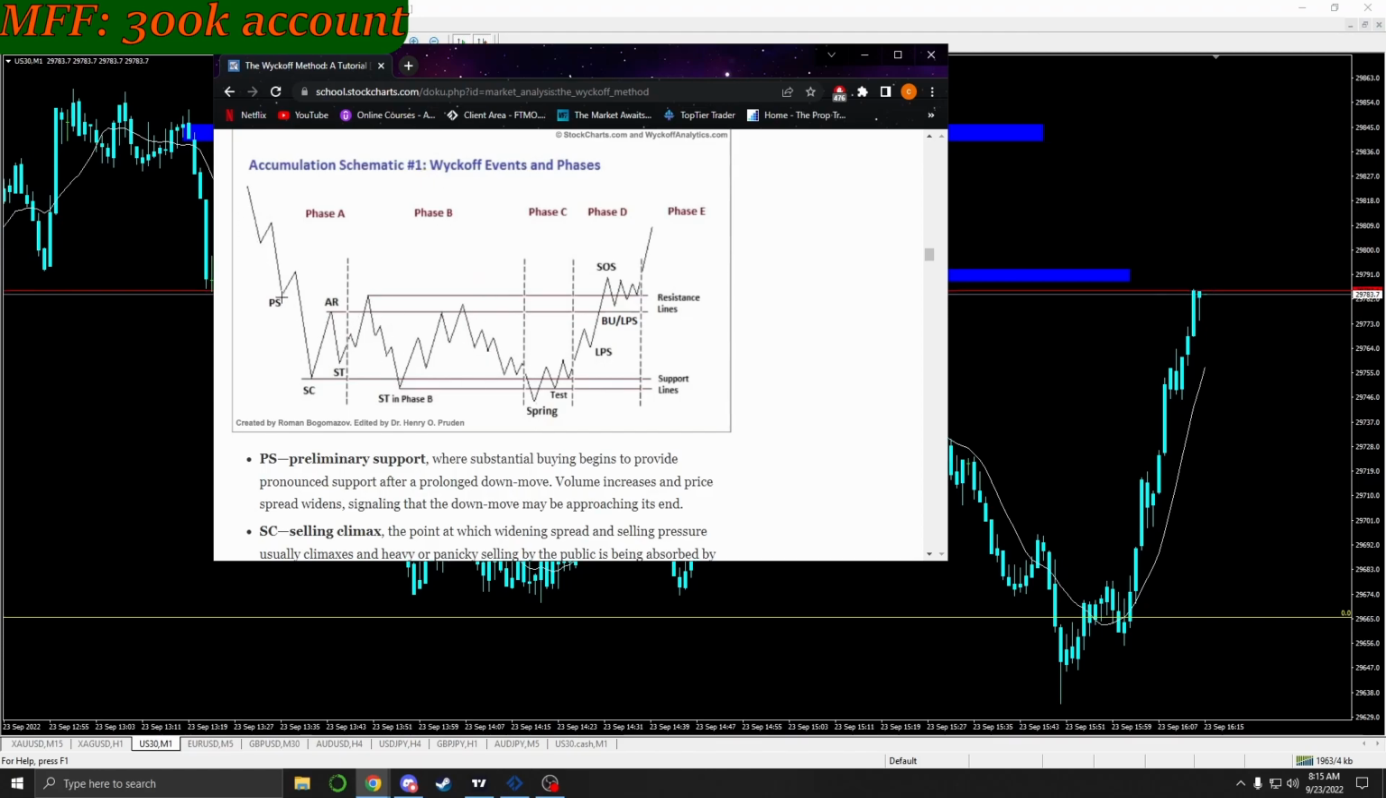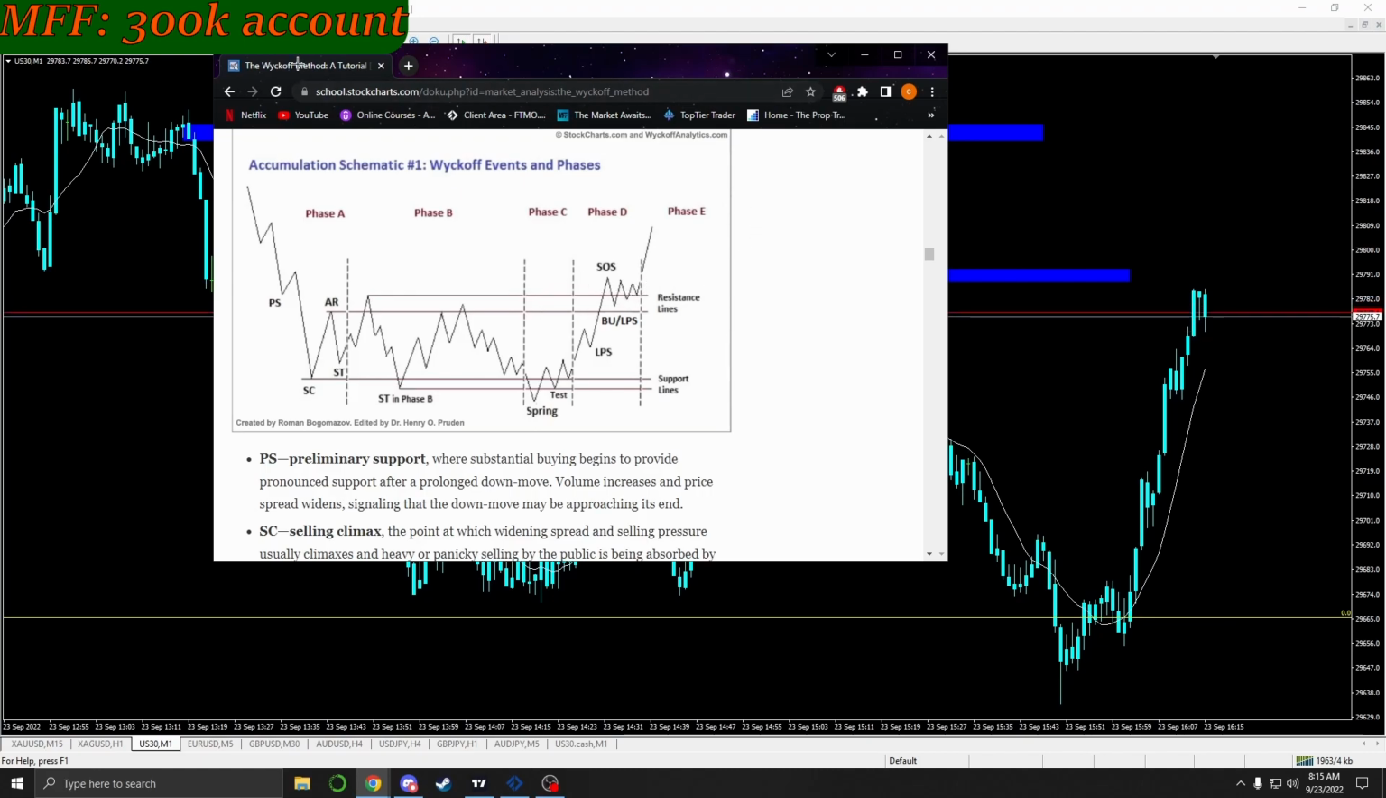It'll first have a preliminary support, or supply, whatever you want to call it, a seller's climax, an automatic rally or an automatic reaction, a secondary test, and then it'll kind of range for a little bit. It'll also try to break the highs of the rally and then also test in phase B again, a secondary test to the bottom, maybe even breaking a little bit. Then it'll range a little bit more, then you'll see a spring and then a test of that support, and then all the way a push up to resistances.